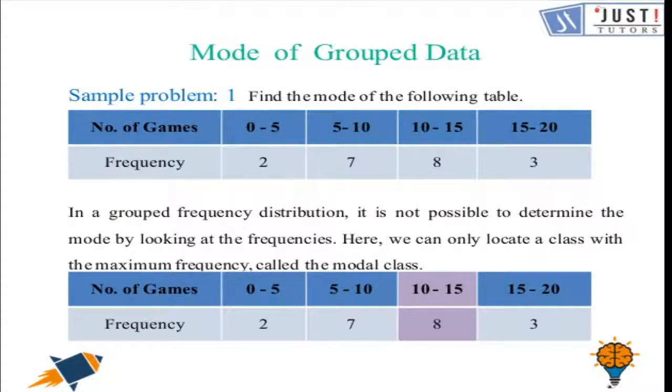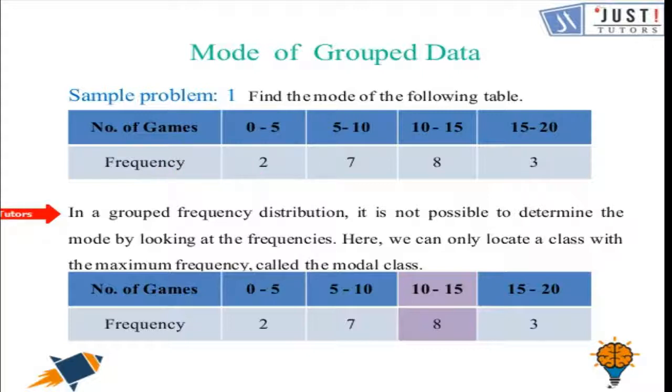So here we are learning about mode of grouped data, and we'll try to understand it with the help of an example. The question says find the mode of the following table. So you can see that the data has been grouped here in the class intervals of 0 to 5, 5 to 10, 10 to 15 and 15 to 20 with their respective frequencies.